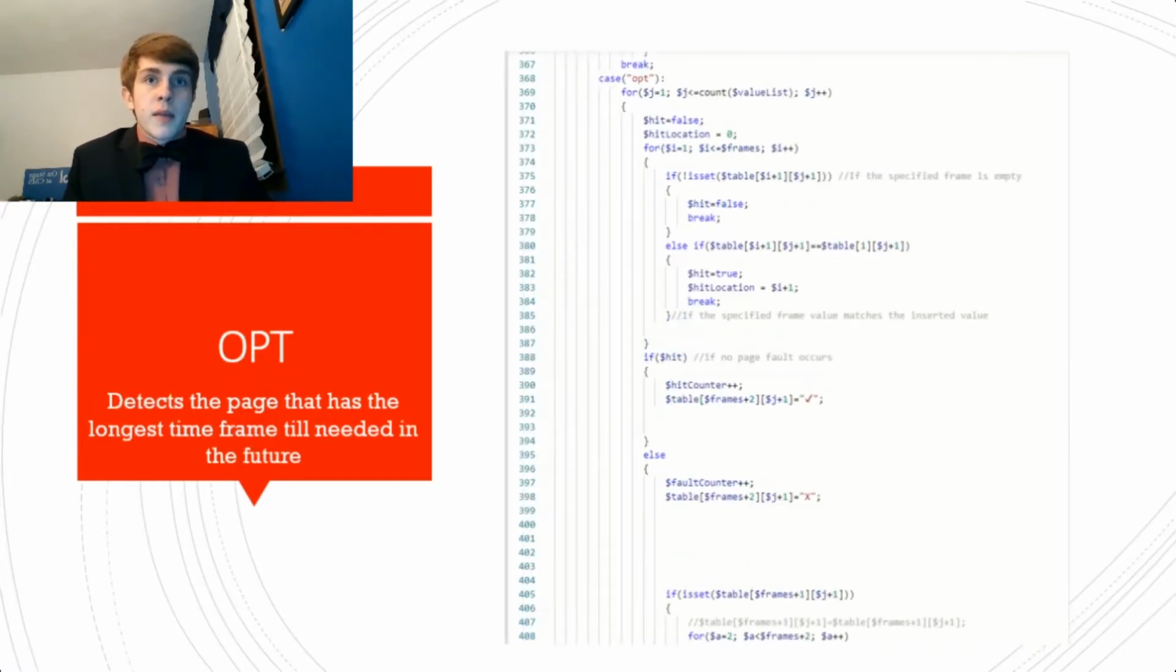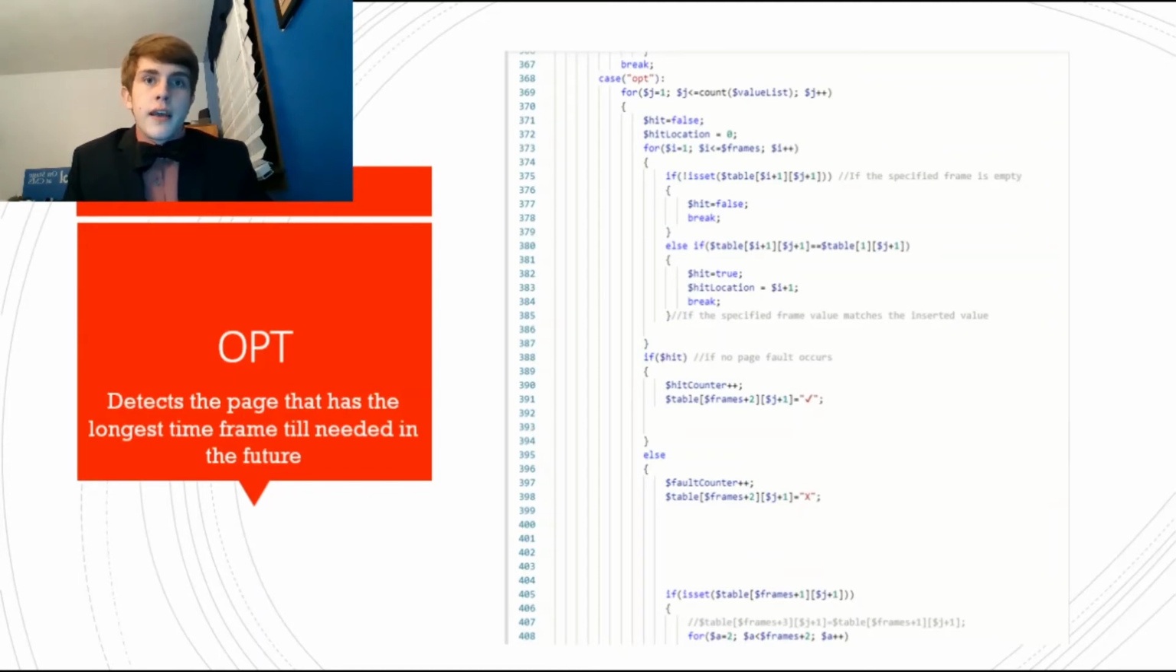The optimal algorithm is hypothetical because it looks into the future and pulls the page that is used the furthest in the future, or the page that's not going to be referenced at all, and removes that page. That's what makes it optimal, is that that's the overall goal of any of these algorithms.